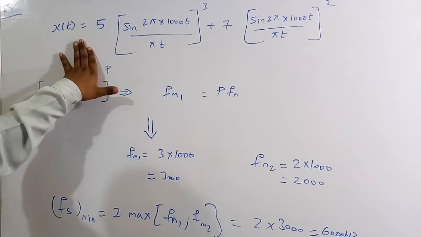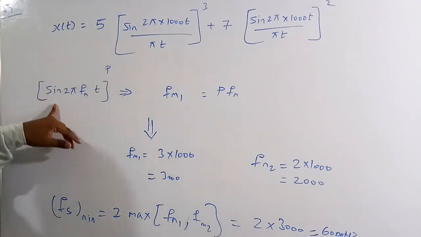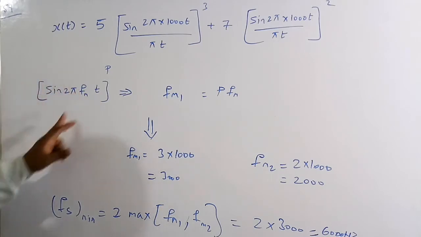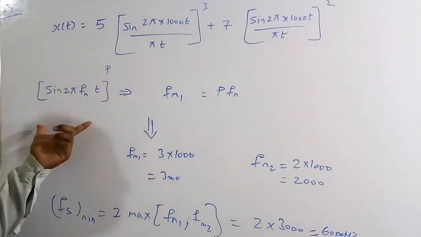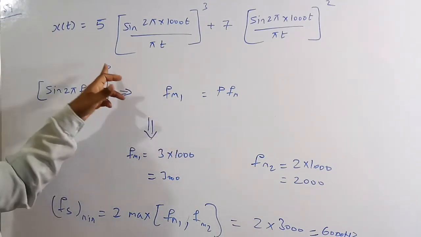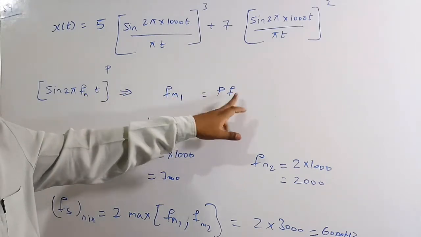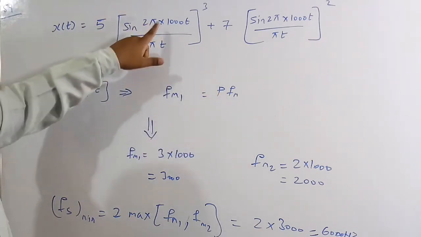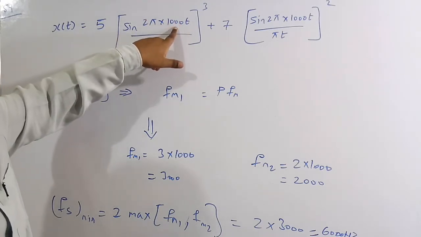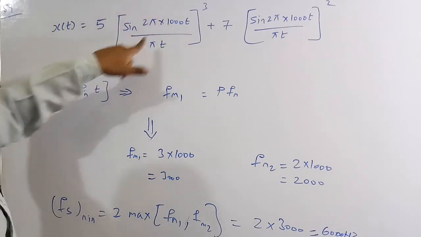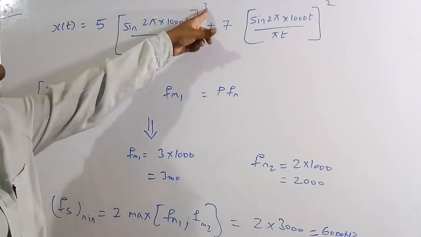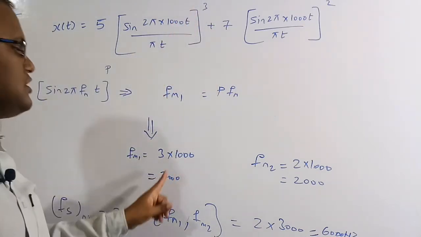Before I solve this numerical, let me tell a small concept here. Suppose there is a signal sine 2 pi fm t. This signal has a frequency of fm. But if you take any power p, then the new frequency of this overall signal is p times fm. Here the message signal frequency is 1000, but we are taking the power 3, so the overall signal has a frequency 3 times 1000, which is 3000 hertz.